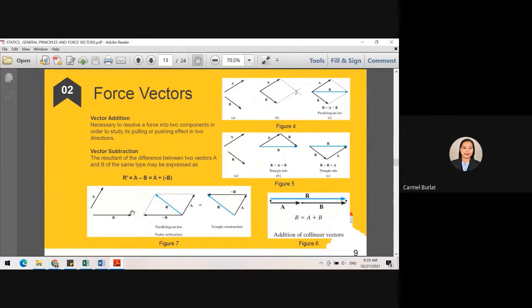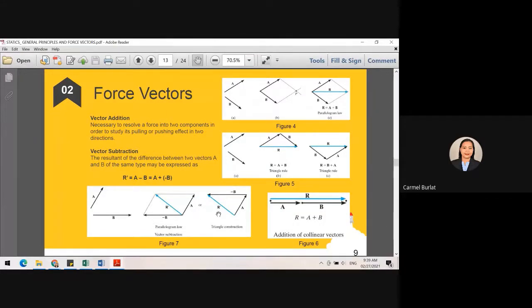So, if these are your two vectors, vector A and vector B, then the negative of vector B is, if this is going to the right, the negative is going to the left. You have your A for the parallelogram law. You have your A here. And then connect it with the negative of B.